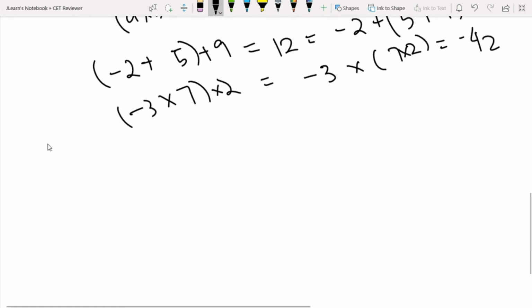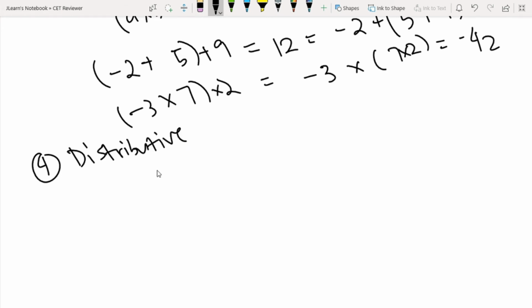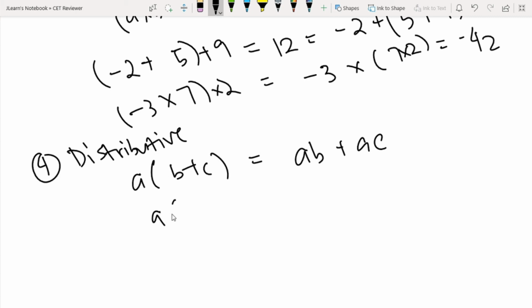Next na we have is the distributive. Okay? So, sinasabi lang sa atin na yung multiplication can be distributed over addition. No? So, meaning A times B plus C ay equal sa AB plus AC. Okay? So, very particular yan, no? AB plus AC. And actually, you can also distribute over subtraction. No? So, A times B minus C ay equal sa AB minus AC.